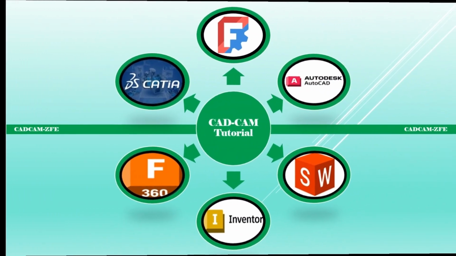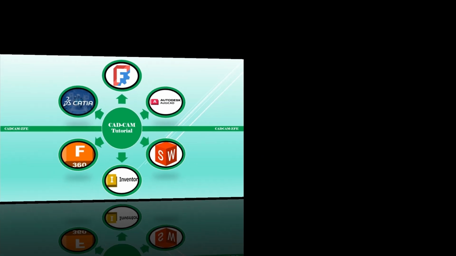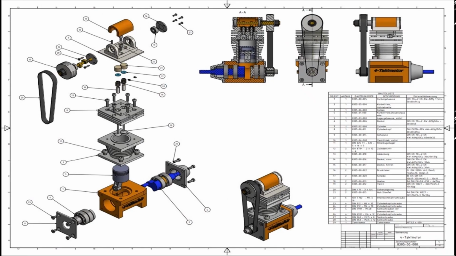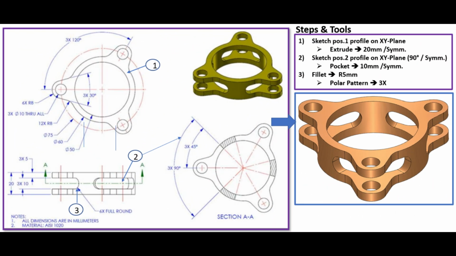In this tutorial, you learn, in addition to the FreeCAD sketching, also about the application of FreeCAD tools like Extrude, Pocket, Polar Pattern, and Fillet. This is the exercise for today: we need to convert this 2D drawing into a 3D solid part. Here you find the steps and the tools that I used to create this 3D solid part.